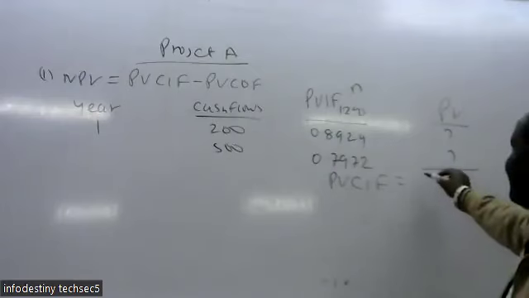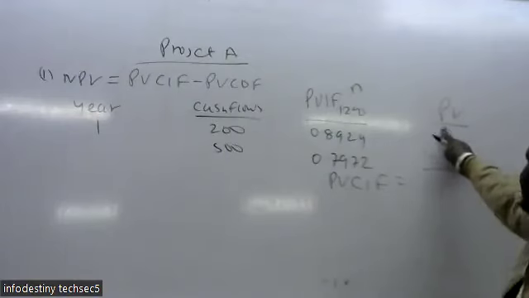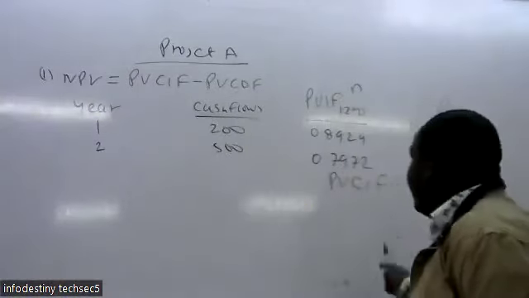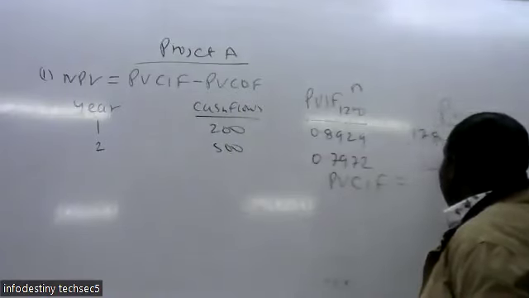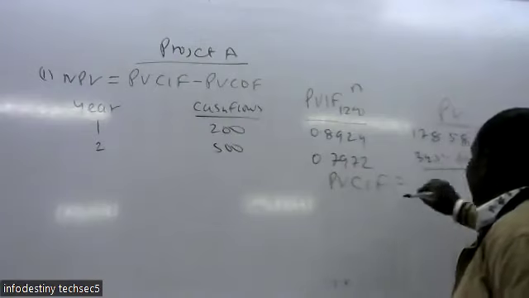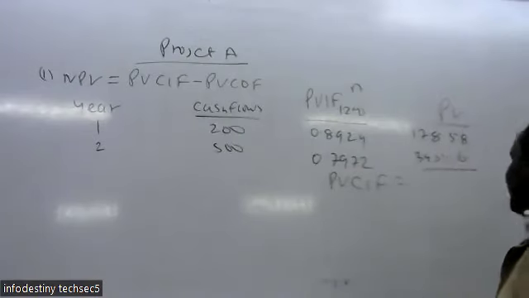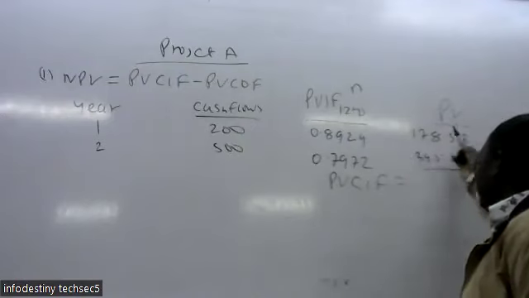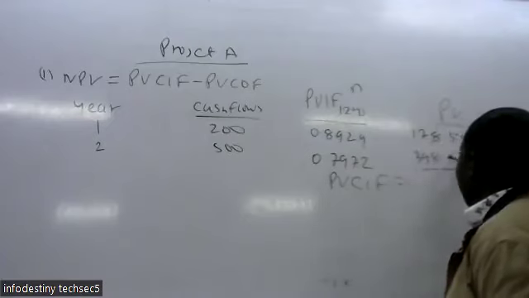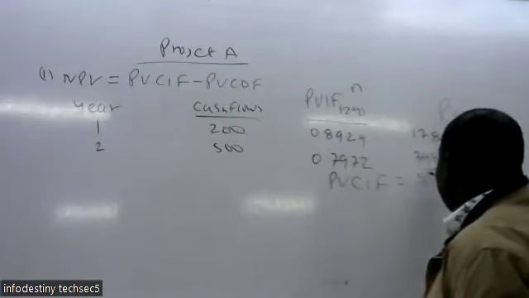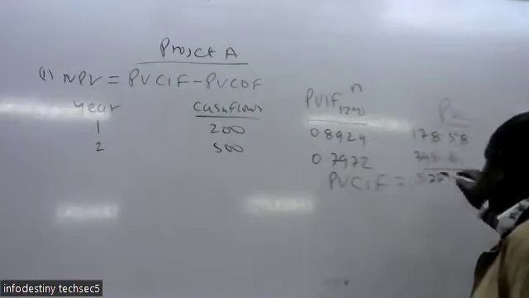So how much is this one? Your one should be which here? 178.5958. How about the one for year two? 395.6. So when you add them together, they should give us, second one, 398. So when we add, they should be which here? 577.1.